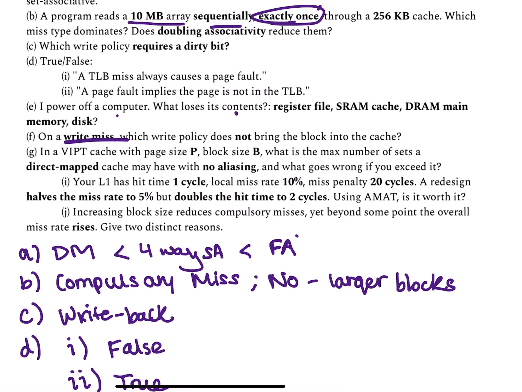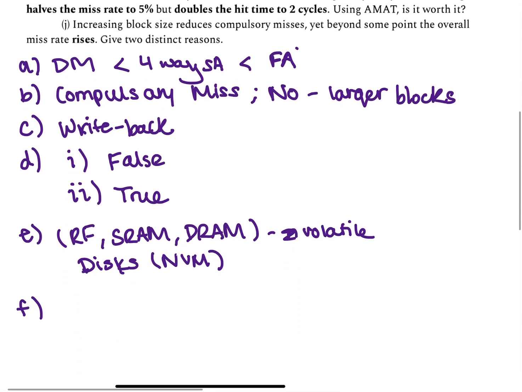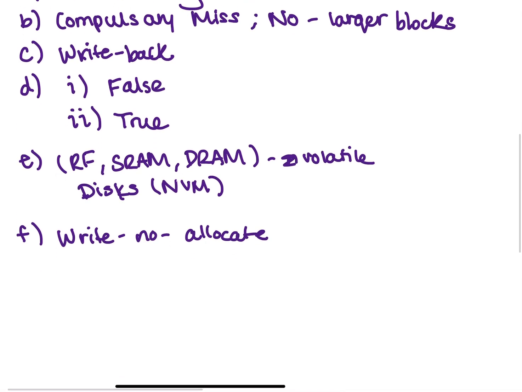On a write miss, which write policy does not bring a block onto the cache? That is going to be our write no allocate. We send the write to the next level and we do not load in the block.